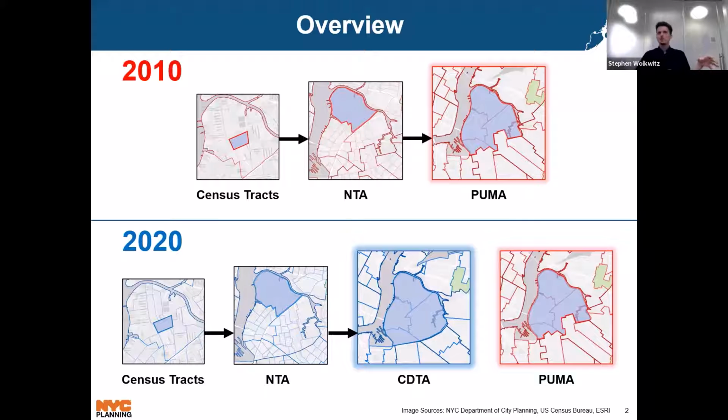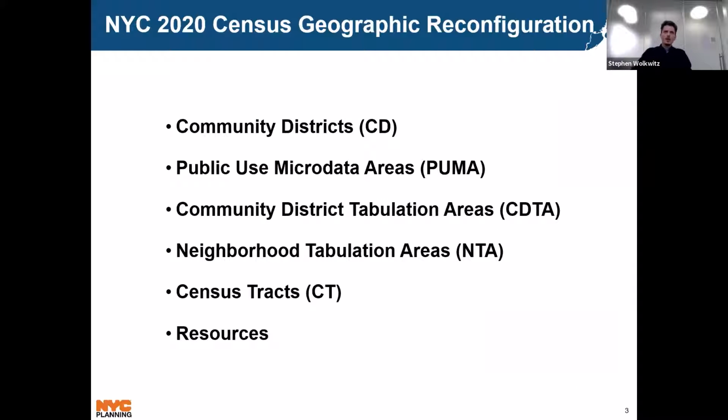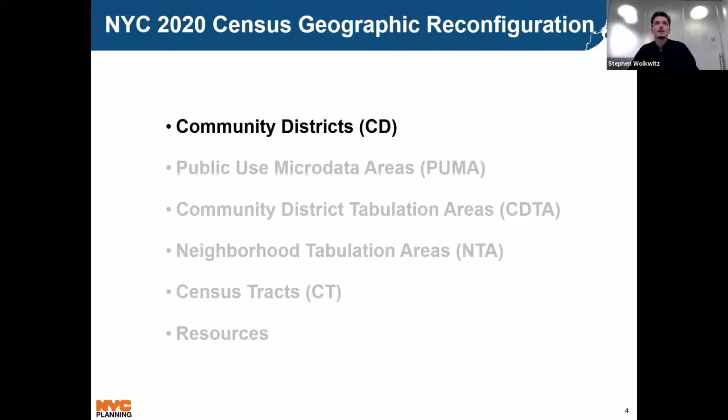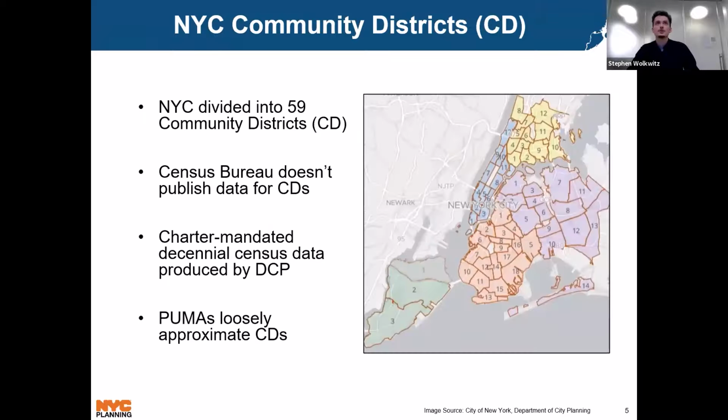Census tracts continue to form the building blocks for all of these geographies, really, for the neighborhood tabulation areas that fit within CDTAs, and they also are building blocks for the PUMAs. So I'm going to dive deeper into each of these. I'm going to start by outlining what the community districts are and why they're important, and then go from the larger geographies on down to the census tracts, and talk about the changes within each. And at the end, I'll give you some resources for where you can download data and the boundary shapefiles for all of the geographies I'm going to be talking about tonight. So let's start with the community districts.